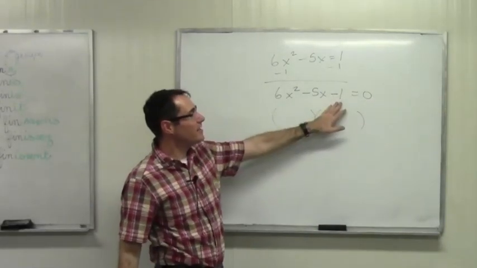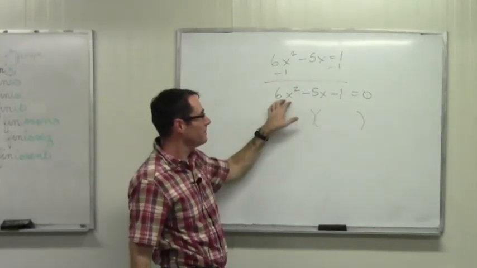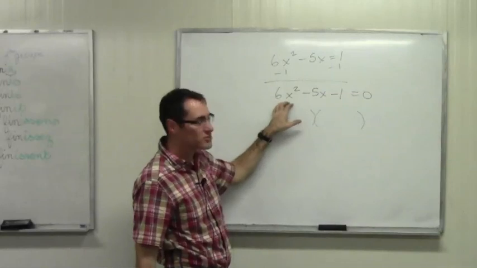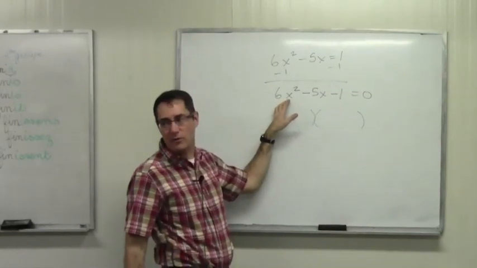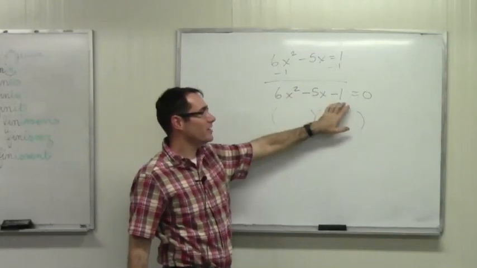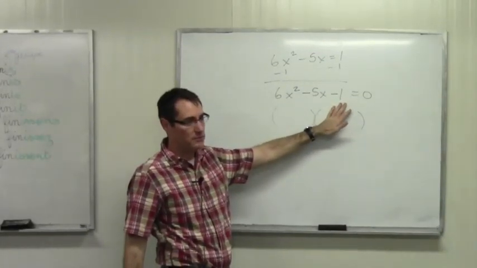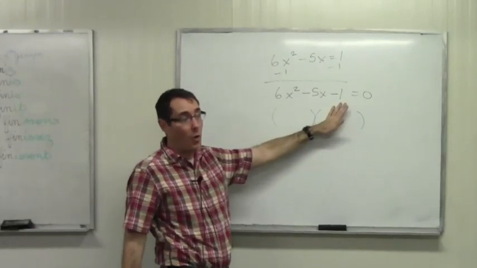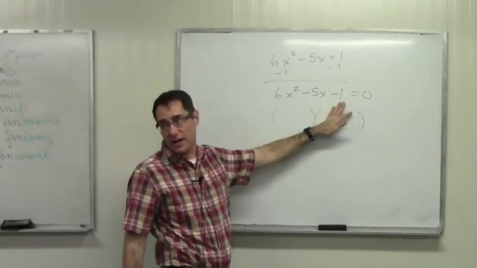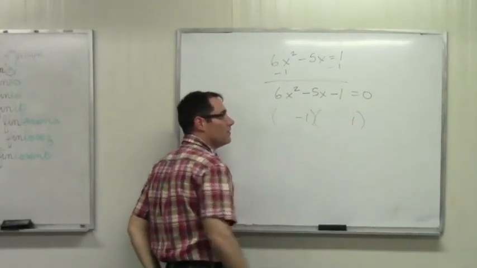We definitely need to do this one kind of backwards, because the 6 is over here. It's not just x squared, it's 6x squared. So you have to do this one a little bit backwards. What I would suggest doing is starting with a negative 1. What times what equals negative 1? 1 times negative 1. Is there anything else that equals negative 1? No. So I would just put a negative 1 and a 1.